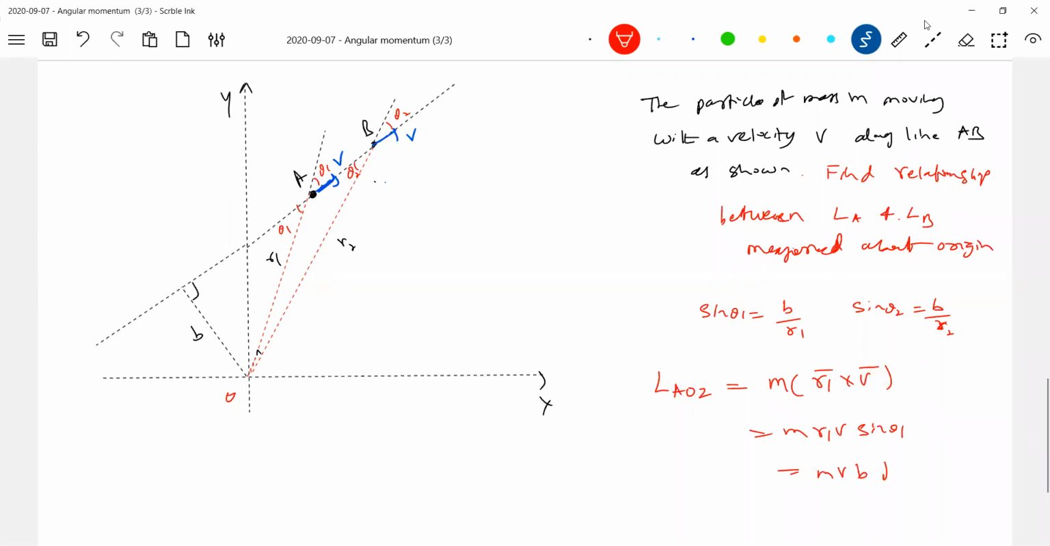And what is the direction? Clockwise. Similarly, L_BOZ. What is R2 sine theta 2? It should be equal to M V B. What is the sense? Clockwise. Velocity is V, no? So what is the angular momentum of the particle now? Yes, it is constant.